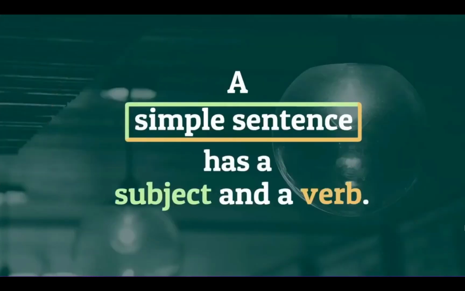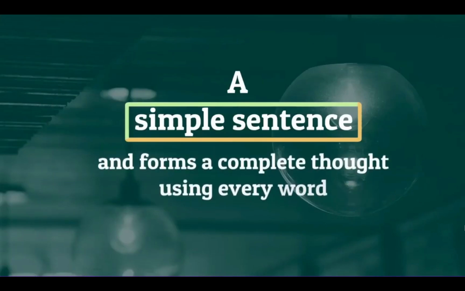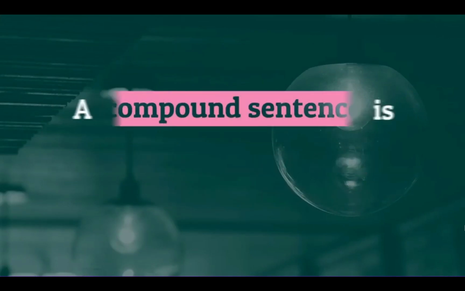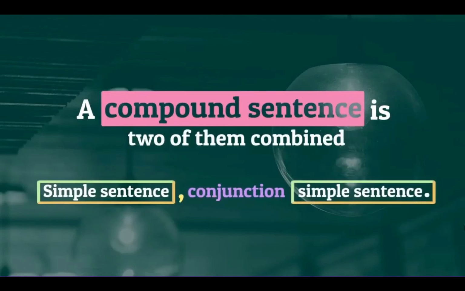A simple sentence has a subject and a verb. It forms a complete thought using every word. A compound sentence is two of them combined with a comma and a conjunction you will find.